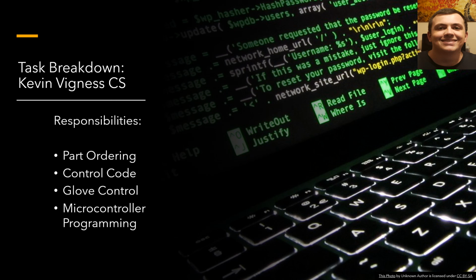Next, I need to figure out how to control the hand. I need to help make the code to control the hand. I also need to figure out how to hook it up with the glove, and control the microcontroller, so that the microcontroller can take the information it's getting and have correct responses with the hand. That's it.